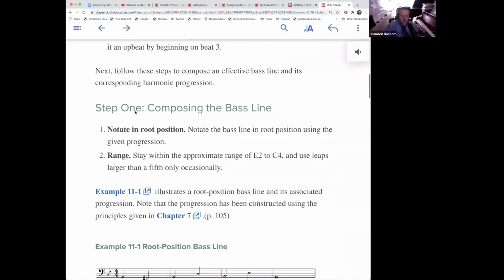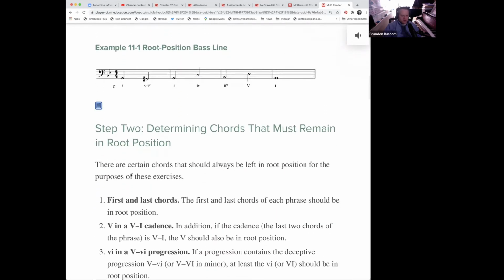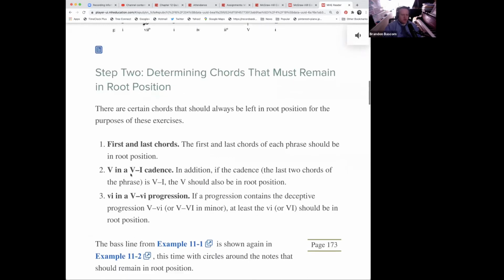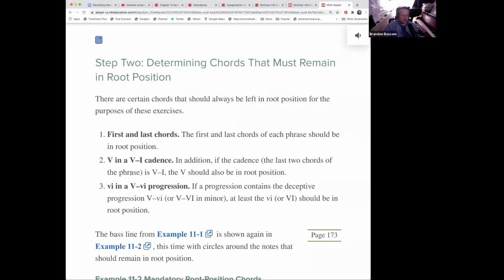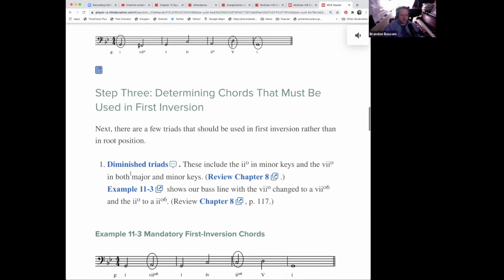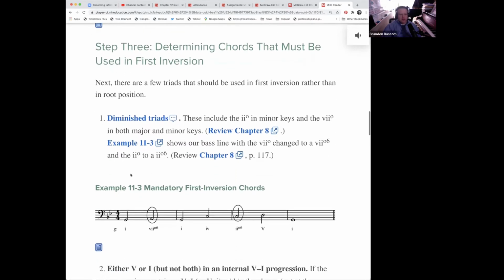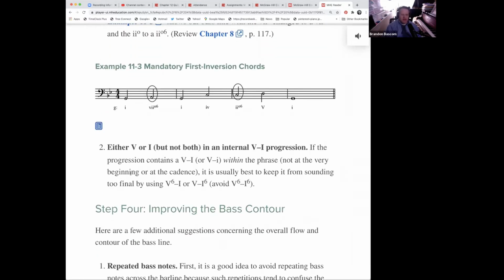So here we go. Step 1, our baseline stays in root position. We're limited in range. Step 2, certain chords must remain in root position. The first and the last chord have to be in root position. The 5 in a 5-to-1 cadence has to be in root position. The 6 in a deceptive cadence, a 5-to-6 progression, must be in root position. Then there are chords that must be used in first inversion. You remember this? The diminished triads have to be in first inversion. Either the 5 or the 1, but not both, in an internal 5-to-1 progression must be in first inversion. Do you remember that? Because we don't want it to sound too final when it's not.